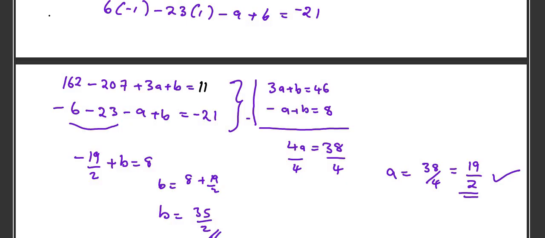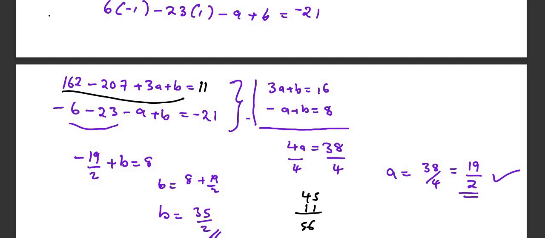This is 11 here. So 11 plus what? We got a -45 this side, so it's going to be 45 plus 11. That's going to give us a 56. So this is a 56. Yes, this will make sense now.